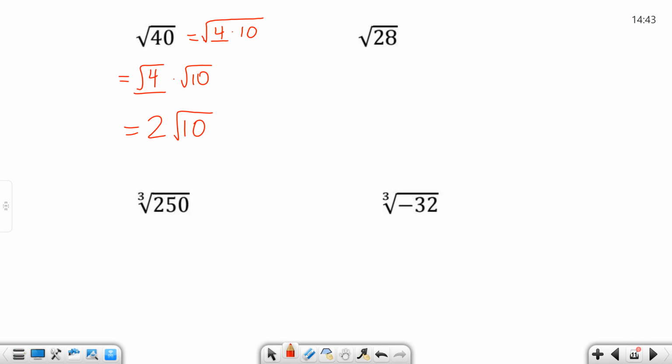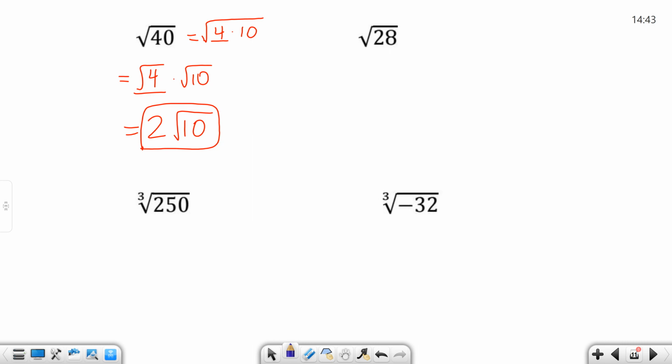All right, so 2 square roots of 10 here. And the way I know I'm done, do any of my perfect squares, 1, 4, 9, 16, 25, go into 10? And by go into, I mean divide into it. And the answer is no. So 2 square roots of 10 is my final most simplified answer there for the square root of 40.